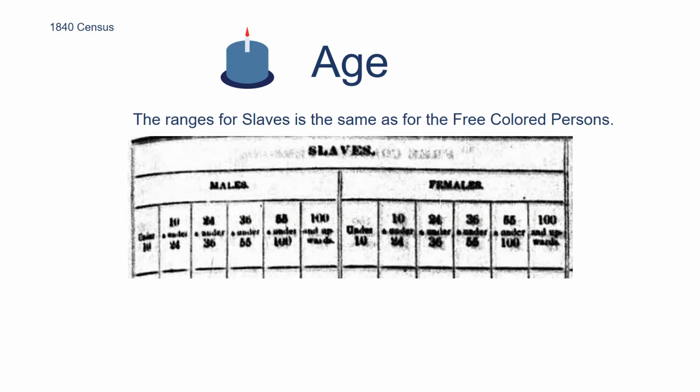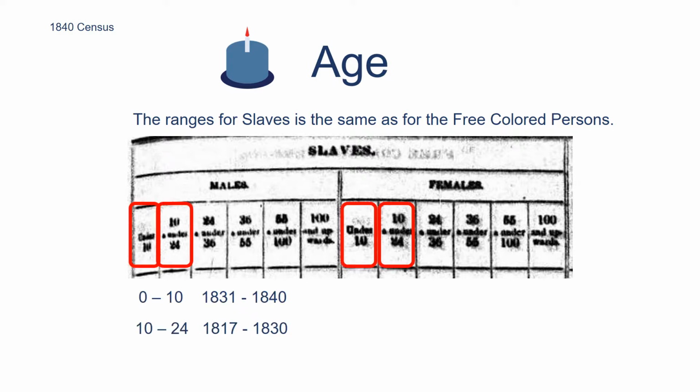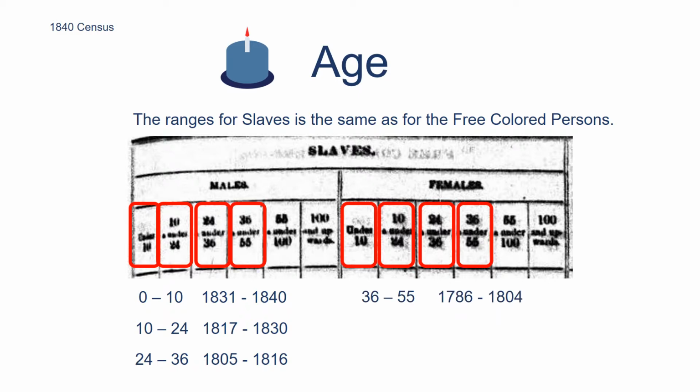The ranges for the slaves is the same as for the free colored persons. 0 to 10, 1831 to 1840. 10 to 24, 1817 to 1830. 24 to 36, 1805 to 1816. 36 to 55, 1786 to 1804. 55 to 100, 1741 to 1785. 100 plus, 1740 and earlier.